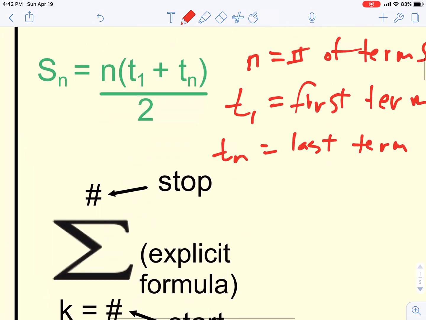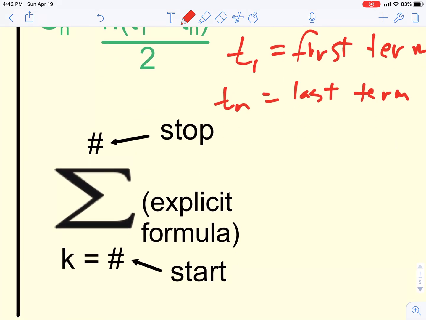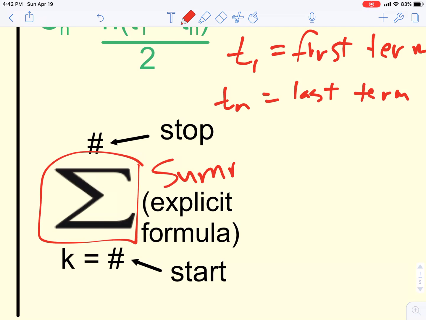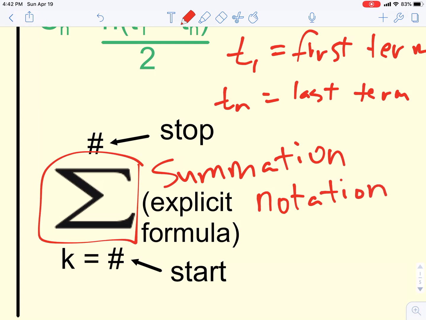Then we get into this funky looking thing here, summation notation. This E, anytime you see this E, we call this summation notation. It might say just find, and they give you the information in the directions, and it has that. You need to understand that this is asking you to add, find the sum. So that's why it's called summation notation.